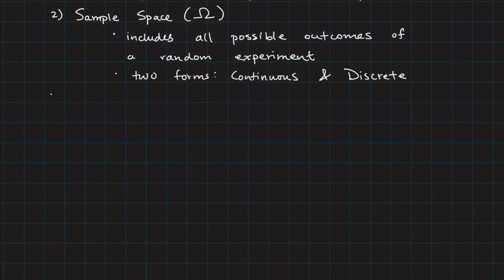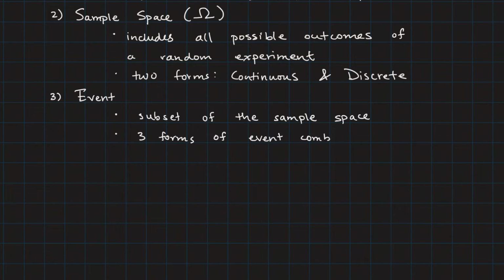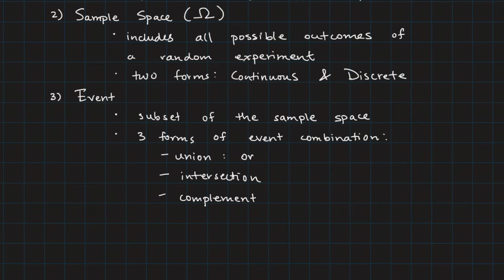An event is a subset of the sample space. There are ways of manipulating and combining events. We will dive deeper into these in an upcoming video, but in a nutshell, the three forms of event combination are union, intersection, and complement. You may be familiar with some of these from Boolean logic and computer science, set theory and discrete mathematics, or some other field. The union essentially represents an or, the intersection an and, and the complement is a not.